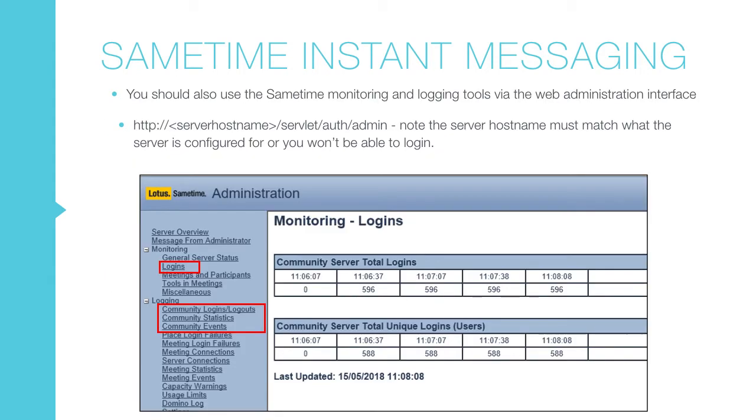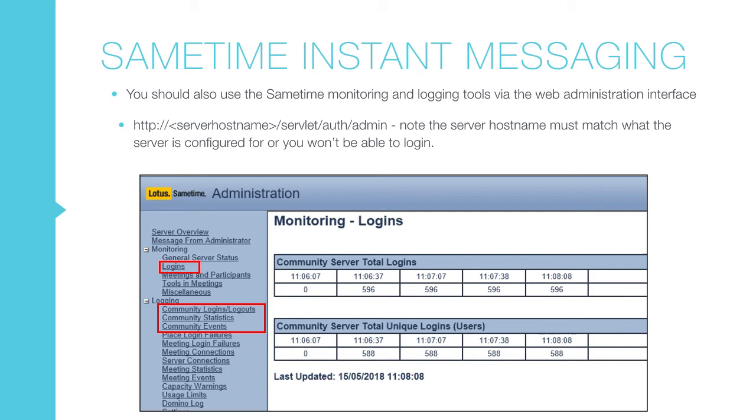So the Sametime admin client, you can get to it by doing server host name /servlet/auth/admin. The server host name must match what the server is configured for, or you won't be able to log in. Don't try and use the IP number in here because you'll get the login prompt, but it'll fail every time. You have to use the correct host name.